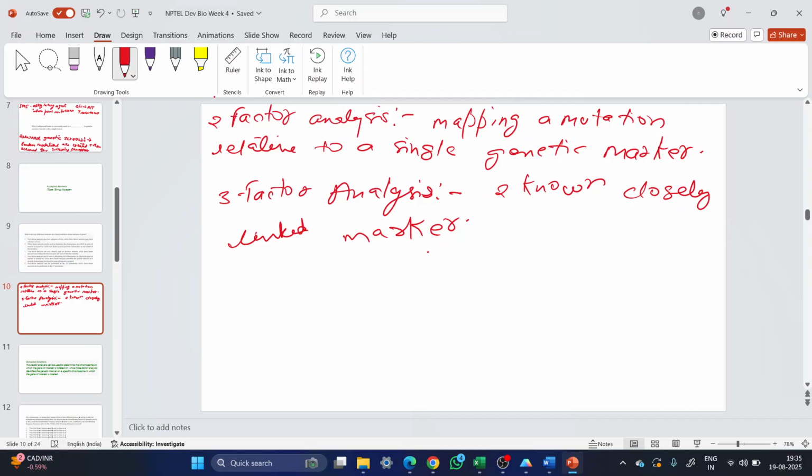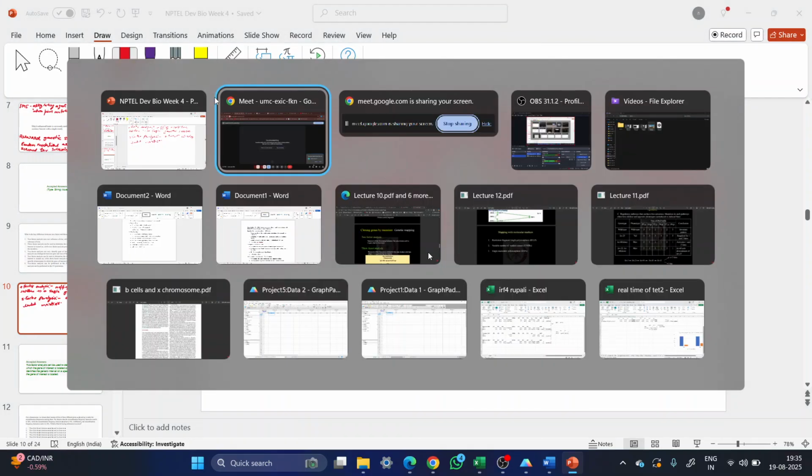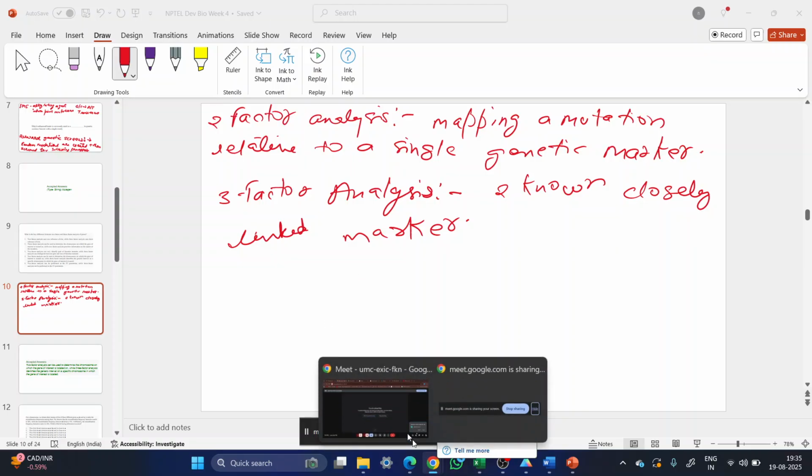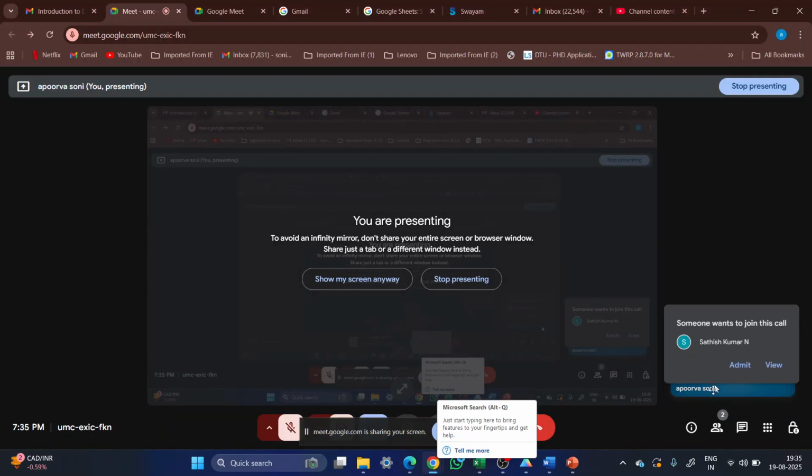So basically what happens is that we make different recombination classes. Whenever we do three-factor analysis, we make different kinds of recombination classes: a parental class, a recombinant class, and then we figure out whether the mutation lies between those markers or lies outside of those markers. So this is what we primarily try to understand.